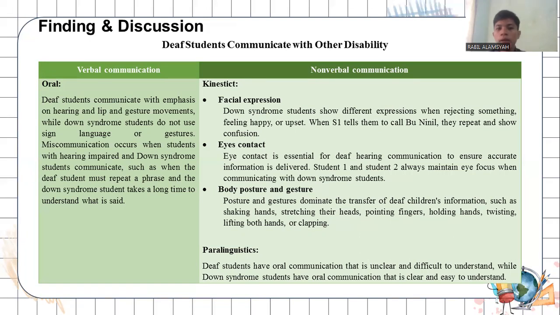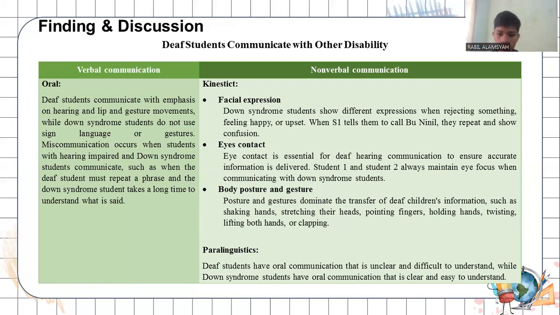The kinesthetic. The facial expression. Down syndrome students show different expressions when rejecting something, feeling happy, or upset. When student 1 tells them to call Bulninil, they repeat and show confusion. Eye contact. Eye contact is essential for deaf-hearing communication to ensure accurate information is delivered. Students 1 and 2 always maintain eye focus when communicating with Down syndrome students.